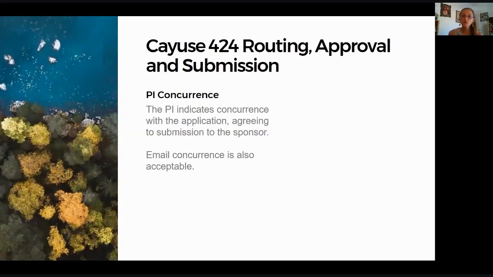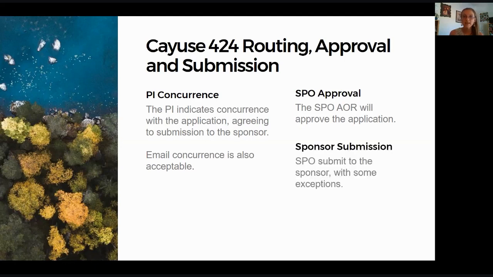In Cayuse 424, you also have some routing, approval, and submission. PI concurrence is required. Now, if they don't want to do it online for some reason, in 424, they can email your analyst and tell them that they concur. That's fine. And then SPO approval is required. So we always have to approve it in order to submit it. Usually we submit it, but some PIs have requested access to submit after our approval. That is possible, but we don't encourage it.